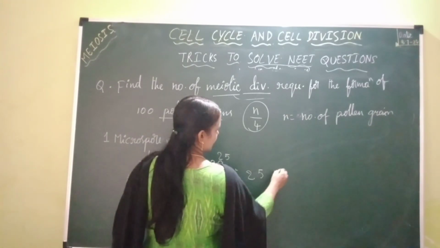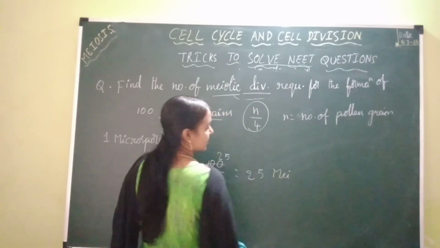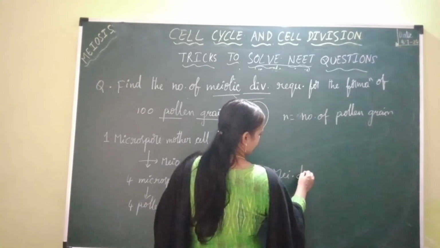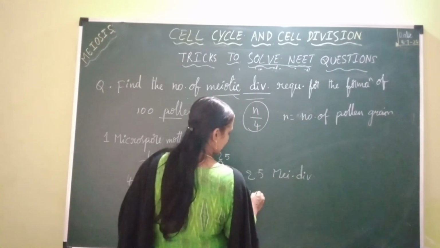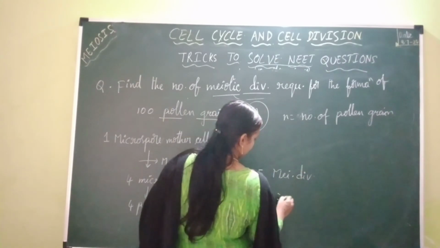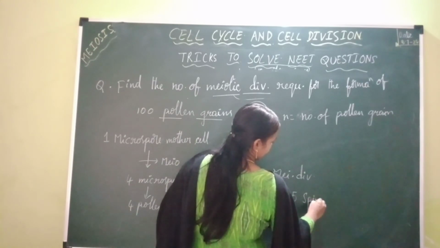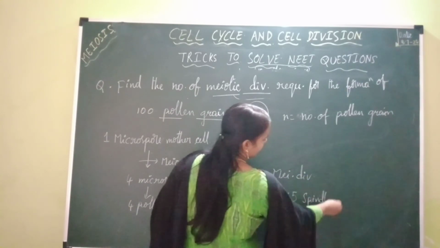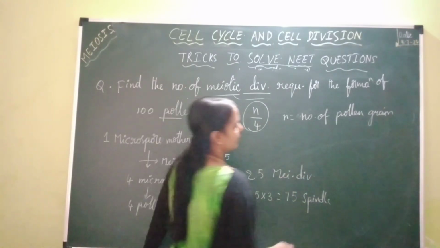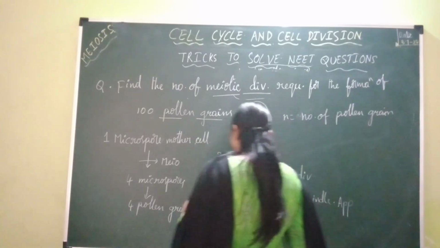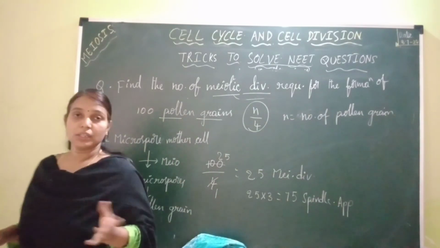25 meiotic divisions. For the same question, meiotic spindle apparati means 25 into 3, because per one meiosis, how many spindle apparati? 3. So 25 into 3, 75 meiotic spindle apparati. Okay, like this we need to solve questions. Hope you understood all these concepts.